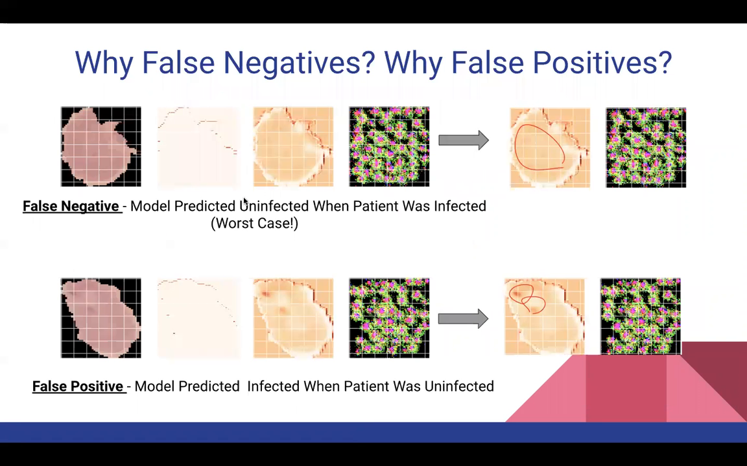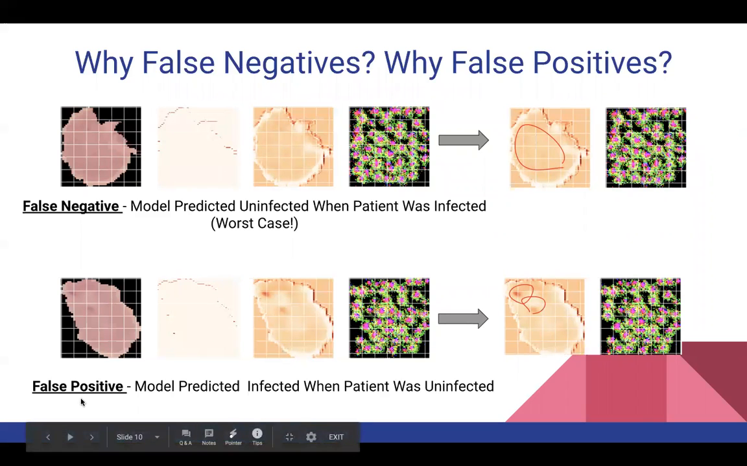In terms of the false negatives, if you look here, you can see that there are these very subtle bumps in the middle. But because they're very subtle, we think the model didn't think they were in fact parasites, so that's why it predicted uninfected when the patient was infected.